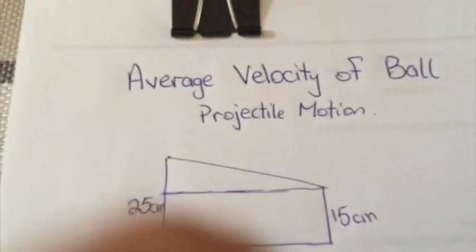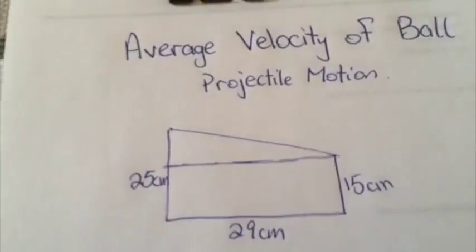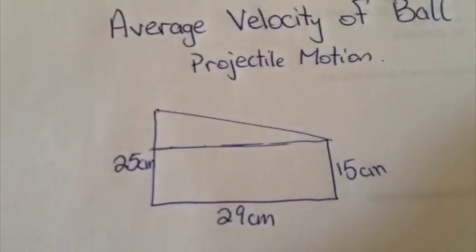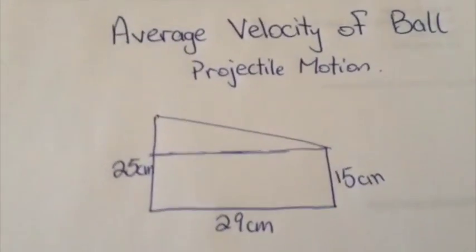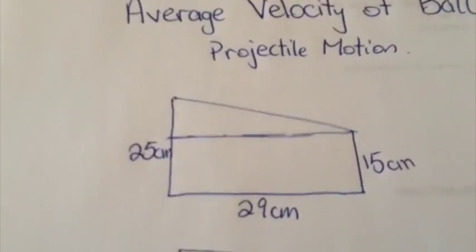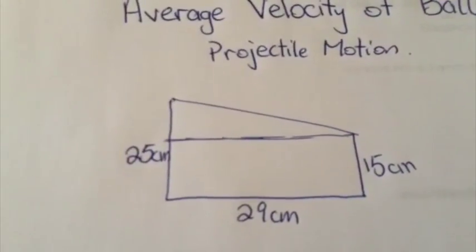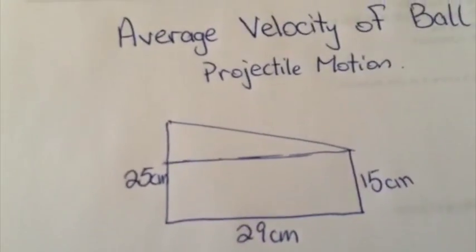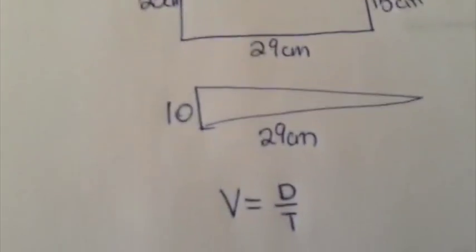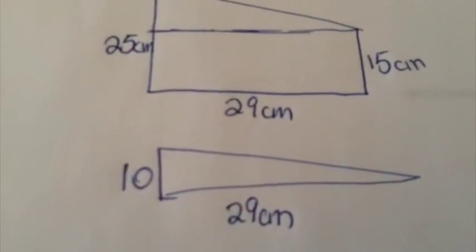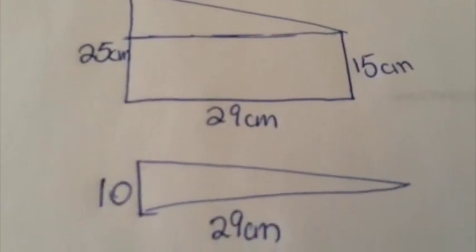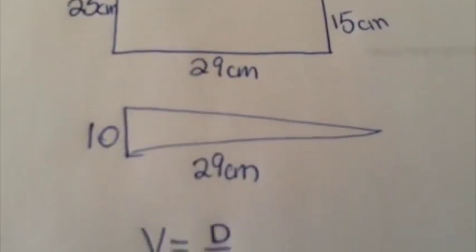So from the picture, you can see that the ball leaves the pipe at 25 centimeters off the ground, and it hits the photo frame 15 centimeters off the ground, and the horizontal displacement is 29 centimeters from the picture. So now I can redraw this, since the real vertical displacement was actually 10 centimeters, since it dropped from 25 to 15. So I drew it like that.